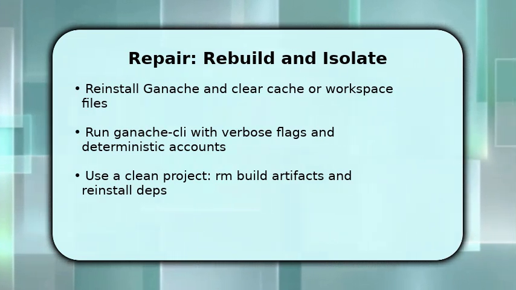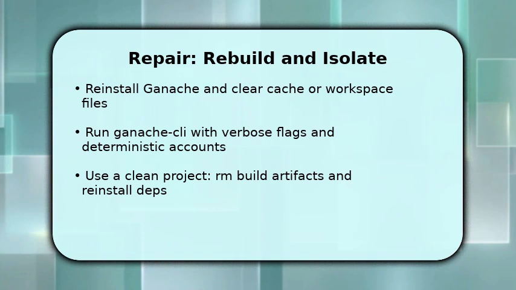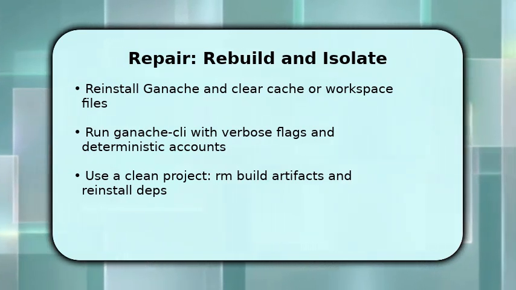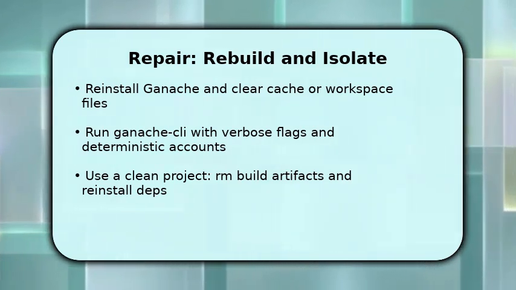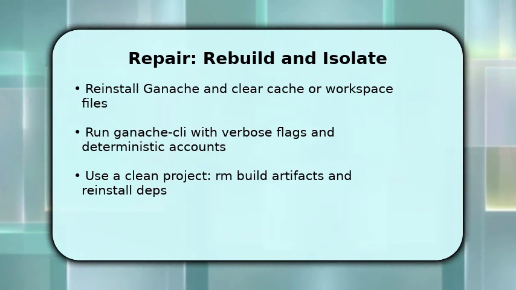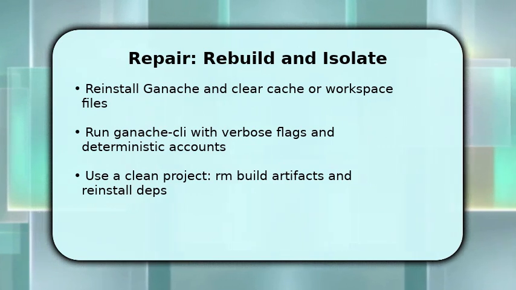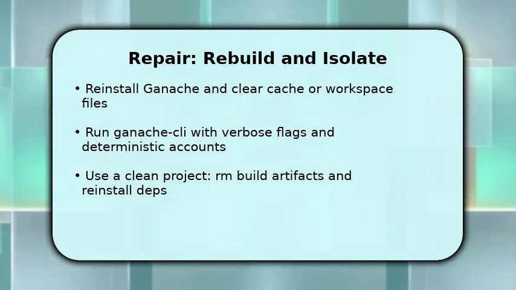Next, isolate the project by removing build artifacts and node modules, then reinstall dependencies so compiled contracts match your toolchain. If migrations fail, run them incrementally and watch gas estimates. This pinpoints failing scripts. These measures isolate variables and produce clearer results.